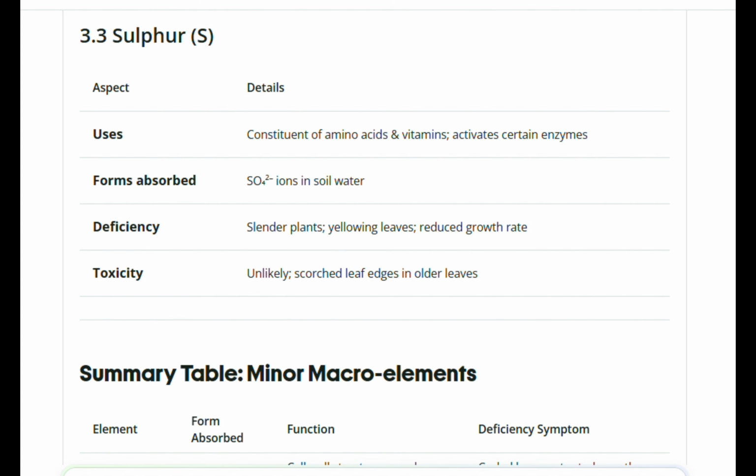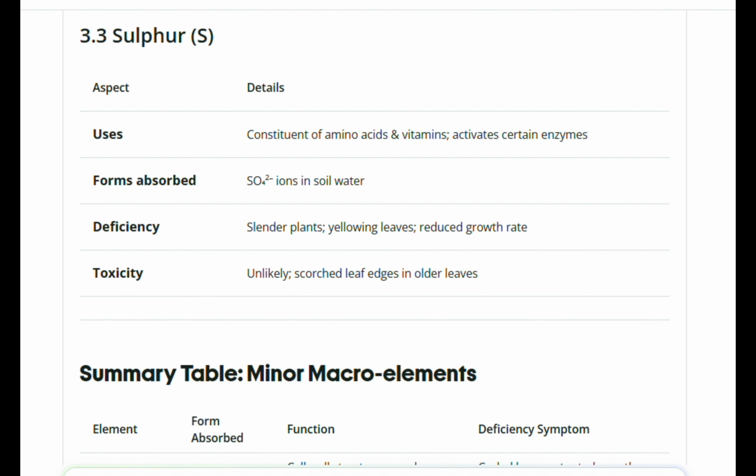Now the deficiency. How will we know there is deficiency? We'll see slender plants, yellowing leaves, and a reduced growth rate. Toxicity is unlikely to happen, but we might find scorched leaf edges in older leaves.